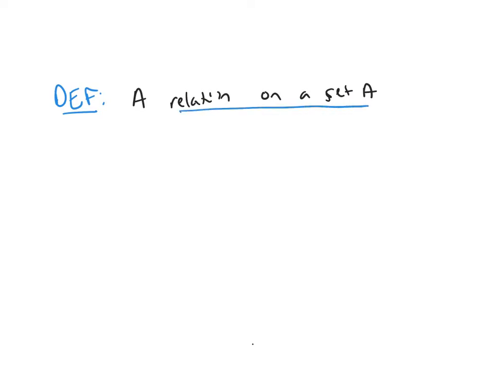All right, so now we're going to define one more term we're going to use, which is a relation on a set A. It is a relation from A to A. So now we're going to look at a few examples here.